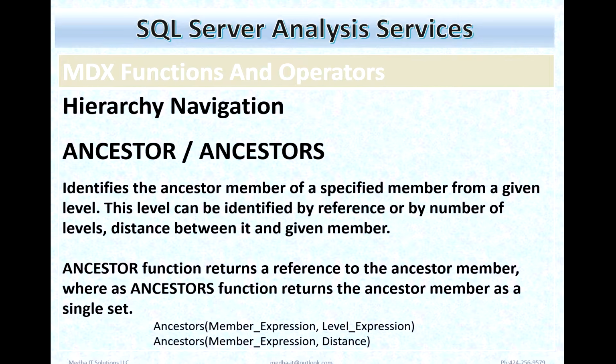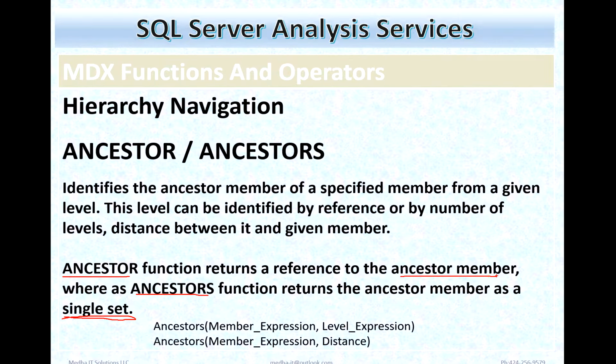So, the ancestor function returns a reference to an ancestor member, whereas the ancestors function returns the ancestor member as a set. So, the difference between ancestor and ancestors is that ancestors returns the member as a set. That is the main difference. The output of the ancestors function is a set, whereas the output of the ancestor function is a single member.